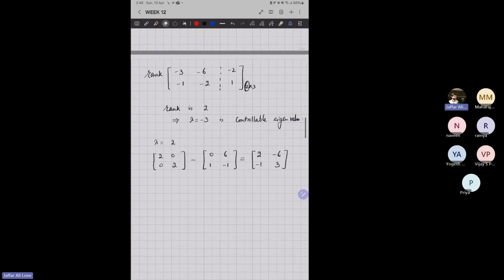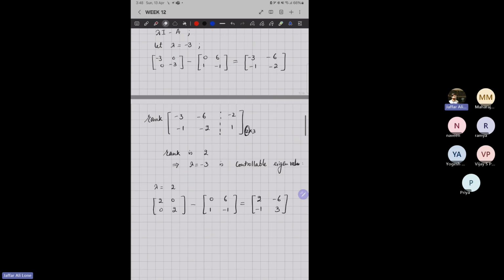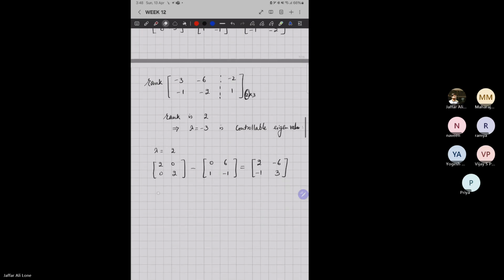Let's see what matrix I will get. So we get lambda I minus A, B. We get the rank of lambda I minus A is 2, minus 6, minus 1, 3, and here it is minus 2, 1, right? So it's coming out to be the same or not.